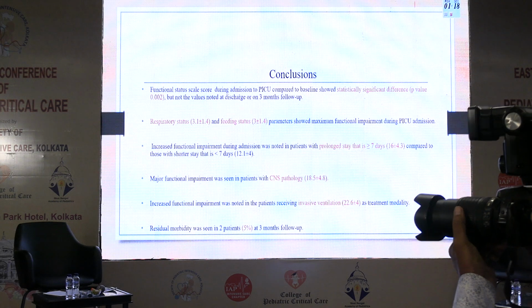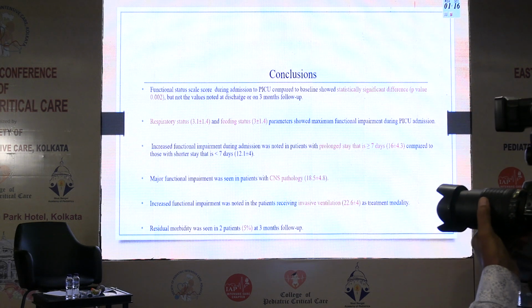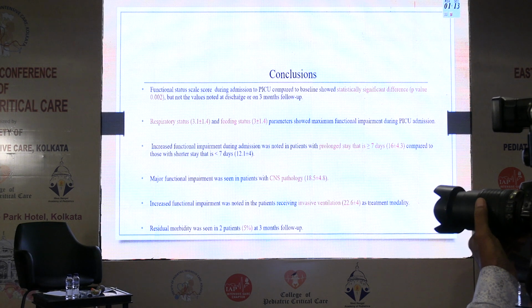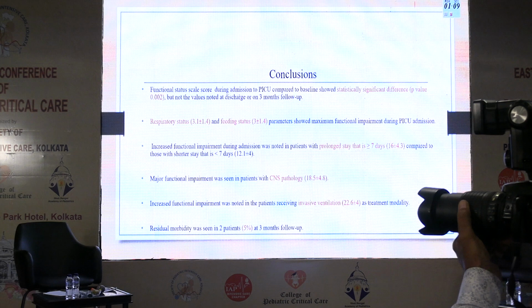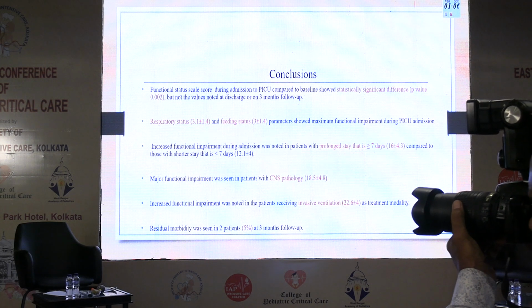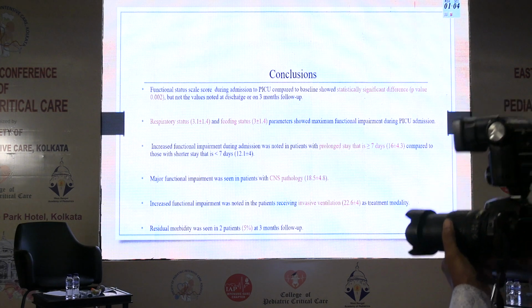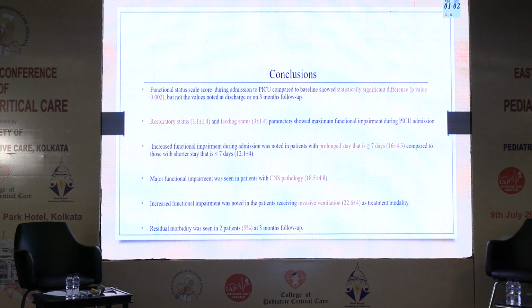The major parameters which were deranged during the admission were respiratory status and the feeding status. There was increased functional impairment of patients who had a prolonged stay of more than 7 days, and also those with CNS pathology and undergoing invasive ventilation compared to their counterparts. The residual morbidity was seen just in 2 patients, that is making 5% of the population. One patient had a CNS pathology of meningitis and showed an impairment in mental parameter, while the other was a known case of juvenile idiopathic arthritis, and after discharge showed residual morbidity in terms of feeding and motor parameter.